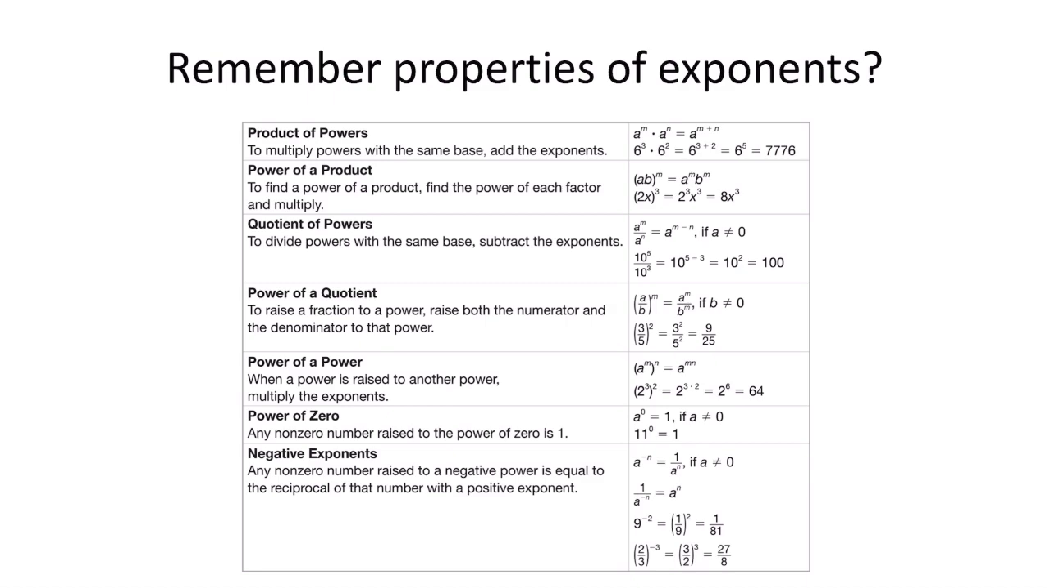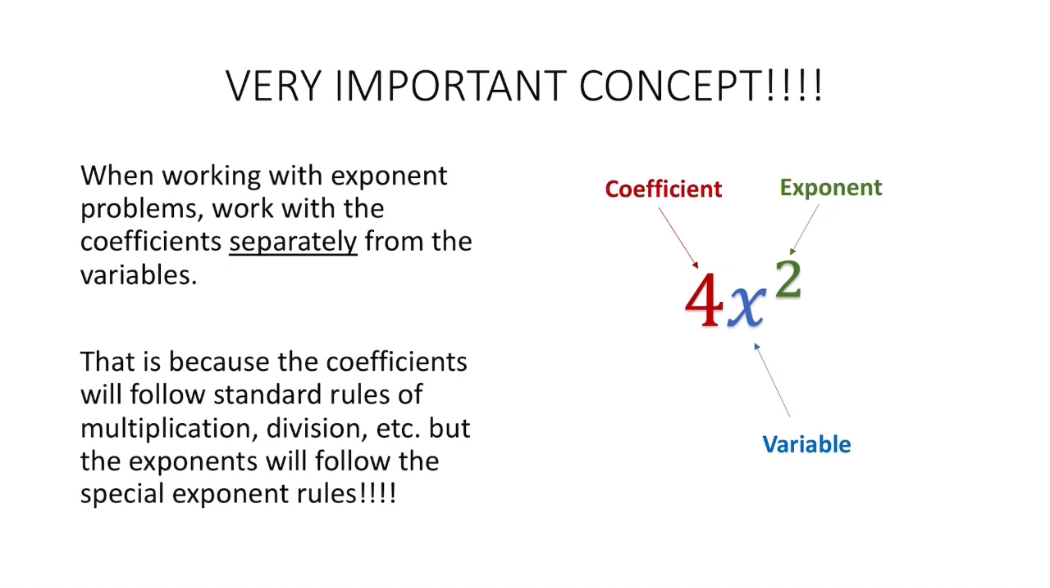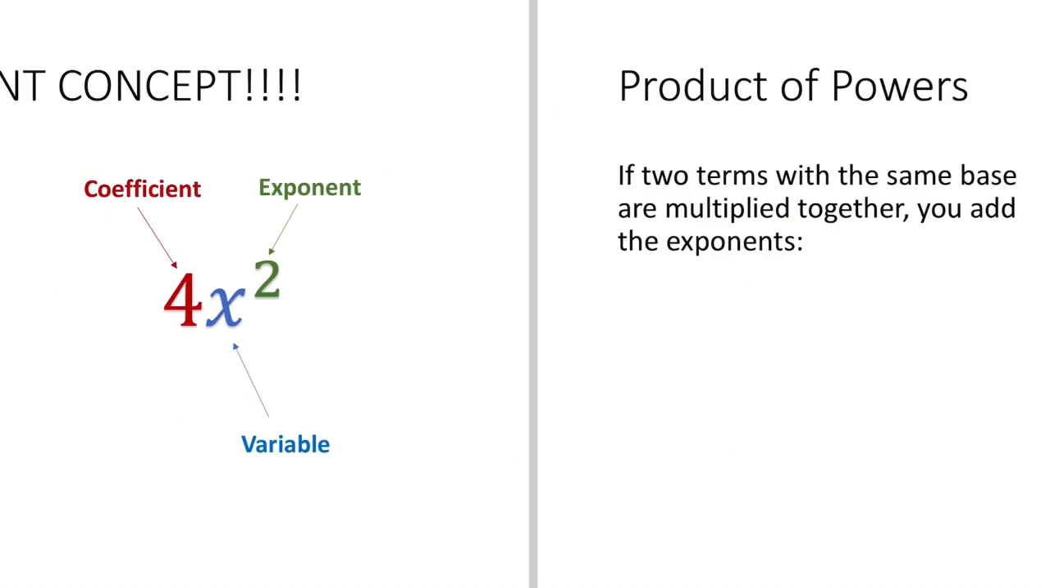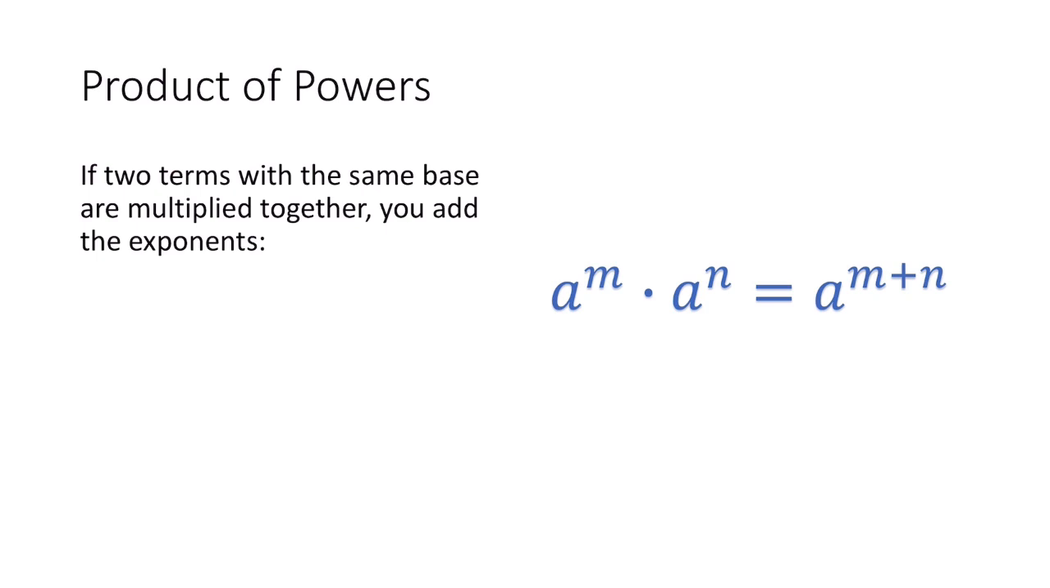a review. Remember this very important concept when working with problems that involve exponents. You're going to work with the coefficients separately from the variables. That's because the coefficients are going to follow the standard rules of multiplication, division, whatever's happening in the problem, but then the part with the exponent is what's going to use the special exponent rules. So let's start off with the product of powers property. If two terms with the same base are being multiplied together, you're going to add the exponents.